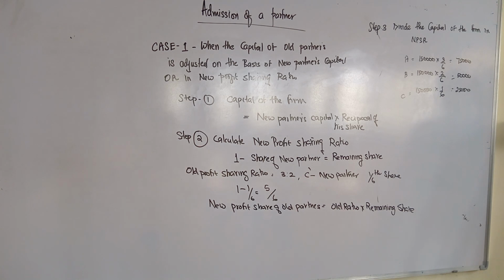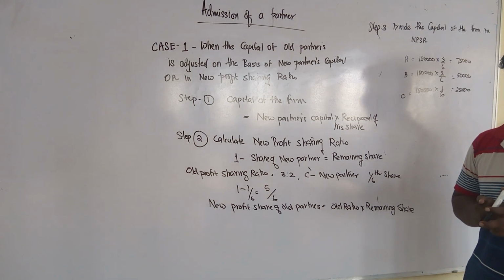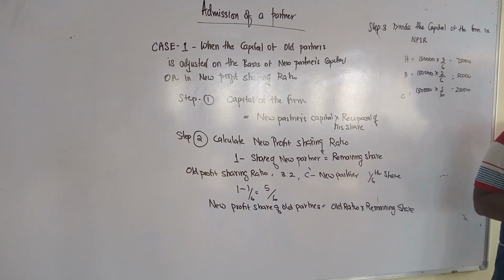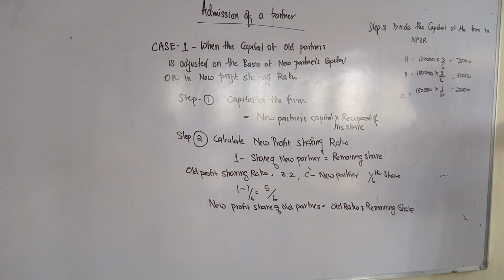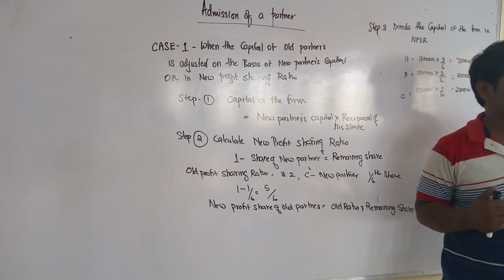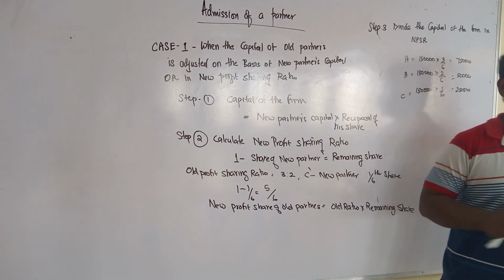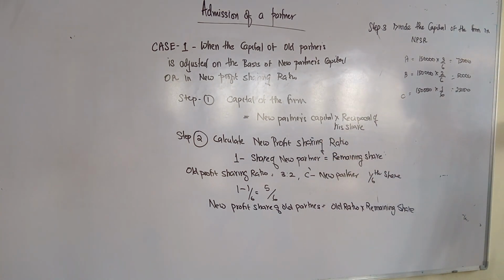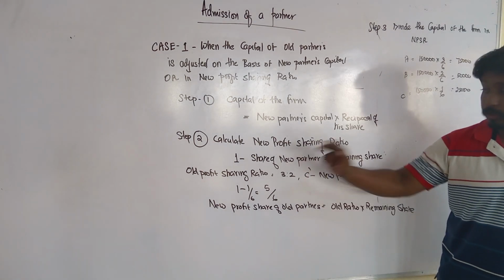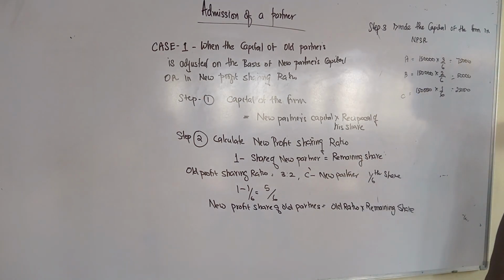After this, the adjustment is done on the basis of the new partner. First, we need to find the capital of the firm. How do we find the capital of the firm? I make the capital of the old partners on the basis of the new partner. So capital of the firm will be new partner's capital into reciprocal of profit share. Second, I will find the new profit sharing ratio. How can I find that? 1 minus share of new partner. You get the remaining share.